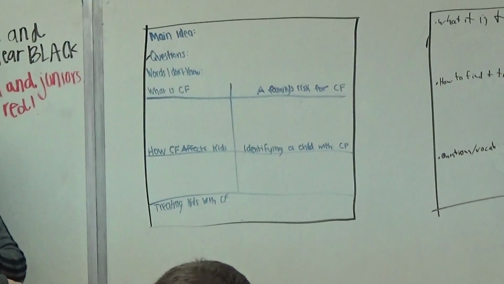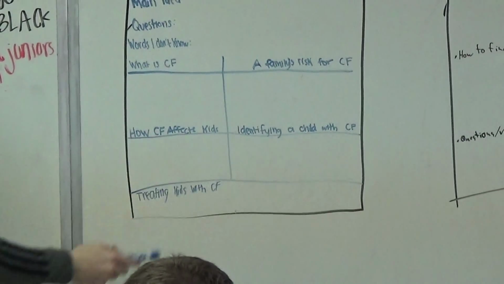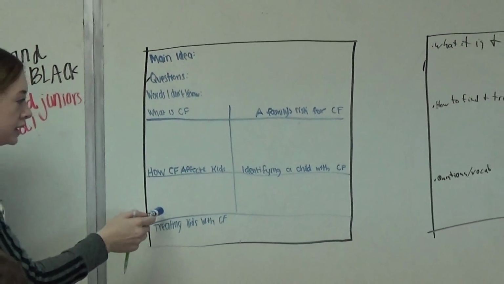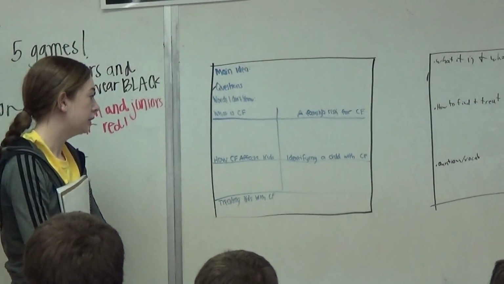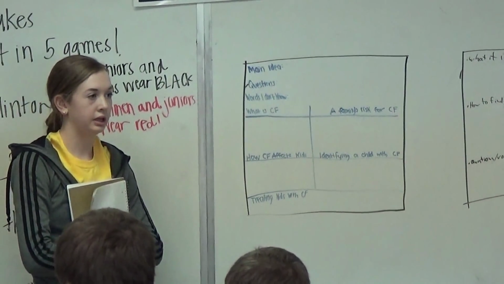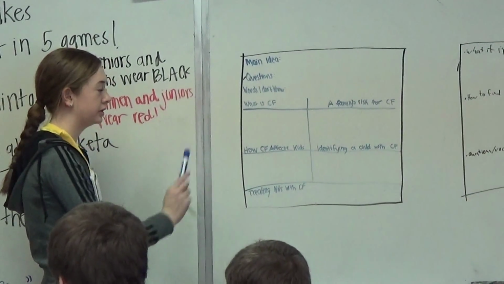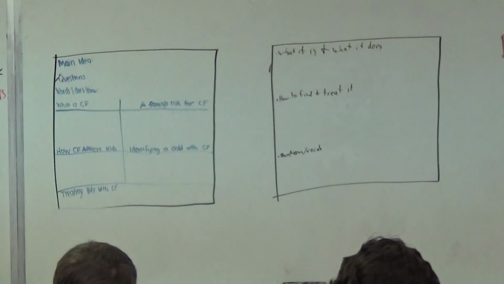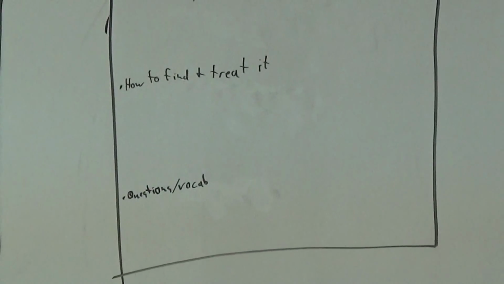I took all the subheadings and I put them in boxes. So, cystic fibrosis, the risk for it, how it affects kids, identifying a child with it, and then treating kids. And then I'll put down the main facts of each of those. Okay, good, cool. Yours looks a little bit different. Talk to us about how you set yours up.